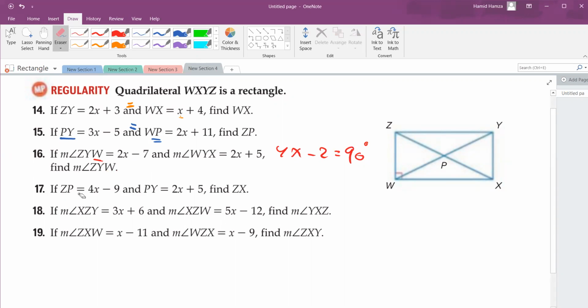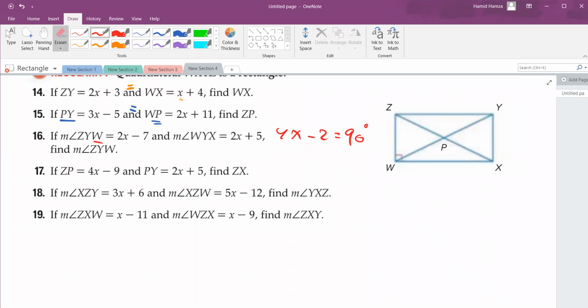The next one is ZB. It is a part of the diagonal. And BY, this part. So they are what, guys? They are congruent. Yes, very good. So all parts of the diagonals are equal. So the relation is that they are equal.